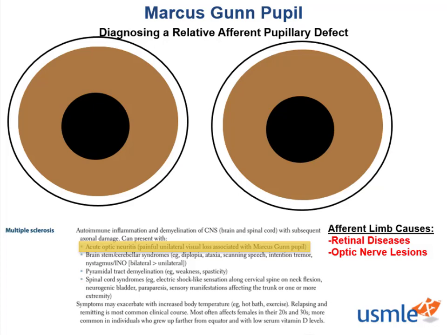Optic neuritis, that is cranial nerve 2 neuritis, presents as painful unilateral vision loss that can result in a Marcus Gunn pupil, an RAPD. Friends, remember this lecture on your school and board exams. I guarantee you that it will be tested, and it is usually in the setting of a multiple sclerosis patient presenting with unilateral optic neuritis.